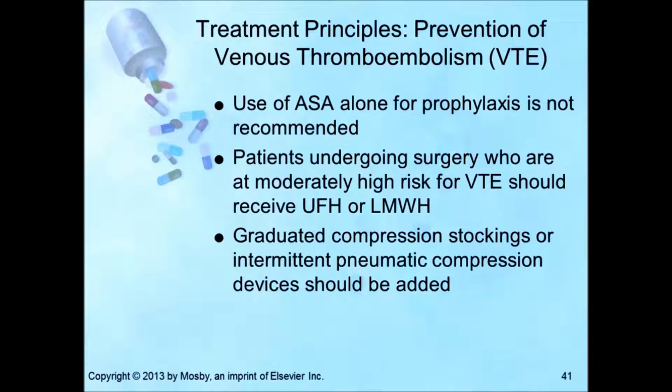The use of aspirin alone for prophylaxis is not recommended for the prevention of venous thromboembolism. Patients undergoing surgery who are considered to be at moderate to high risks should receive either unfractionated heparin or low molecular weight heparin. The use of graduated compression stockings and mechanical methods such as Venodyne for thromboprophylaxis, intermittent pneumatic compression devices should be added to the regimen for patients with multiple risk factors for VTE.